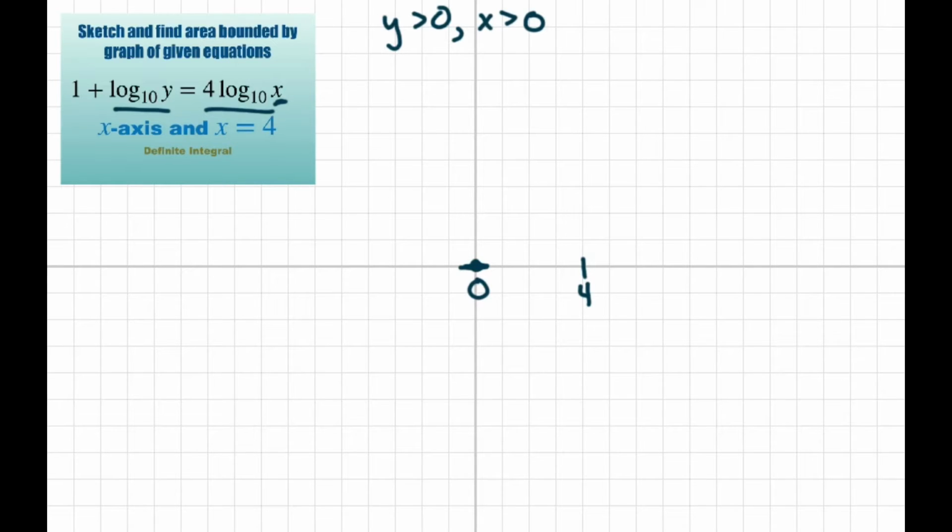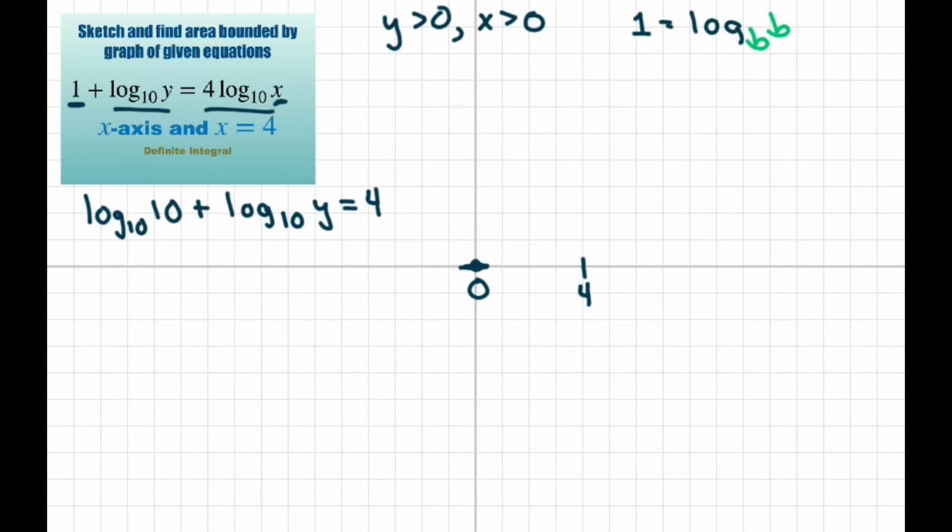Now let's solve this out because it looks like a mess. I can write the 1 as log base 10 of 10, because 1 equals log base 10 of 10, or basically log of any base of itself. So I'm going to write this as log base 10 of 10 plus log base 10 of y equals 4 times log base 10 of x.